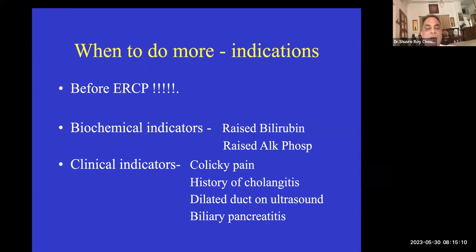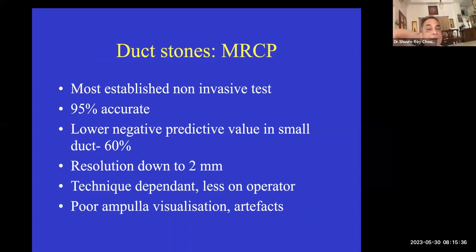So when do you do more? Before ERCP, because there should not be anything called a diagnostic ERCP. I think we are all agreed that we should not do a diagnostic ERCP. Biochemical indicators are raised bilirubin, raised alkaline phosphatase, and colicky pain, history of cholangitis, dilated duct on ultrasound, history of biliary pancreatitis. These are the indications to do something more. What you do more is this test called MRCP. It is the most established non-invasive test. It is 95% accurate, with lower negative predictive value in small ducts.